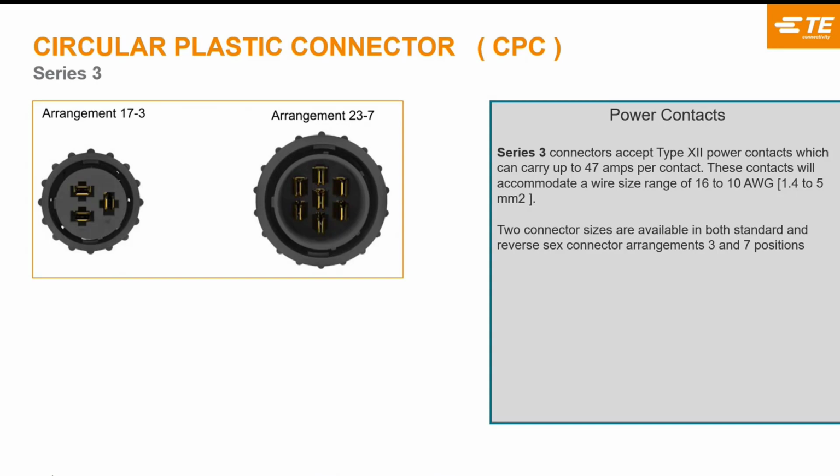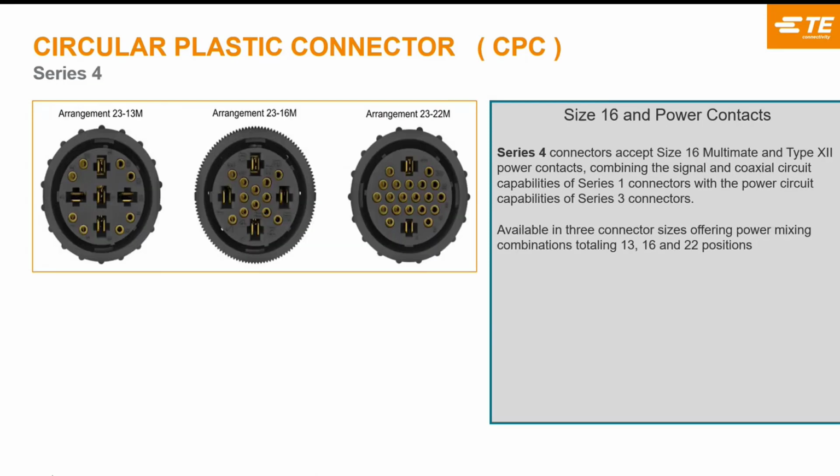So to give you an example, in this case, a 47 amp contact, if you use one contact in the connector there on the left, a 3 position, you could get 47 amps with the largest wire size, which would be the 5 millimeter squared. If you put all 3 contacts in, that 47 amps would reduce down to about 34 amps, just to give you an idea. This one is simply a combination of Series 1 and the Series 3 we just looked at. So you have signal and power in the same connector.